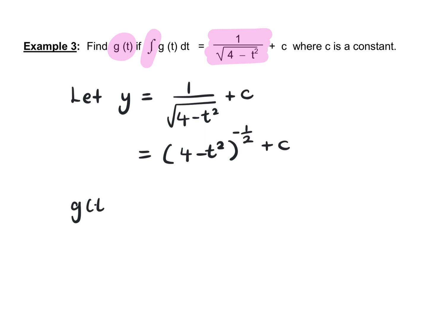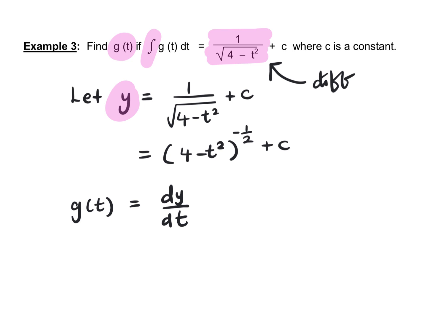The question asks us to find the value of g(t). This g(t) can be found by differentiating the value of the integration. So differentiation of this will give you the g(t) function. So g(t) is equal to dy over dt, in case we assign this one as our y term just now. Let's find the derivative for this.